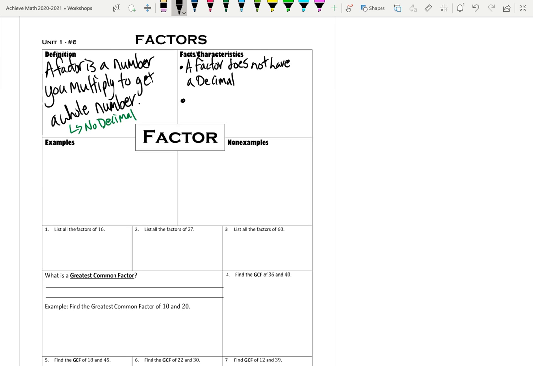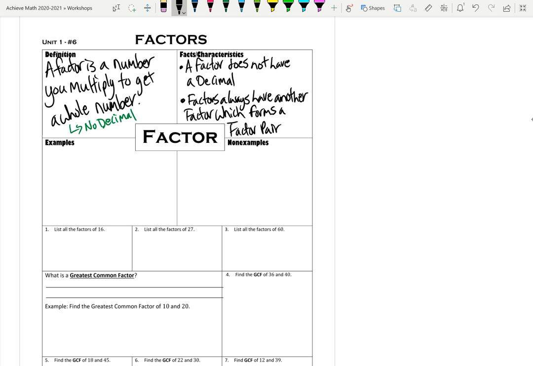Another fact is factors always have another factor, which forms a factor pair.